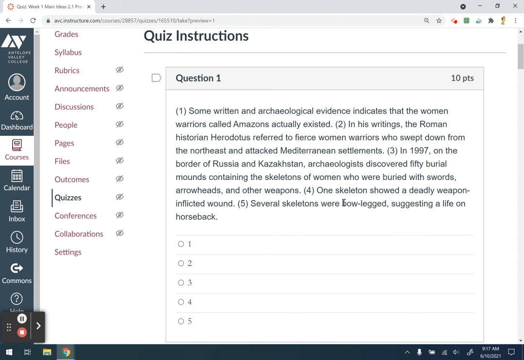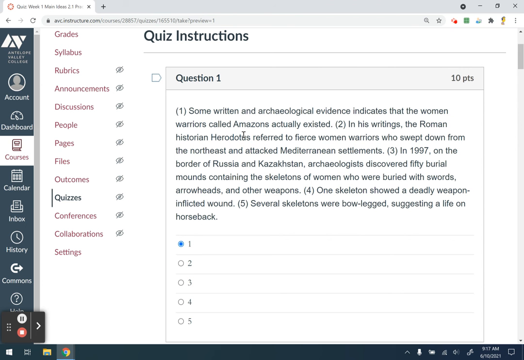So we know it's about these women warriors, and what are they saying about them? If we go through each sentence, which one is going to apply to all of this? If someone asks you what this paragraph is about, you're going to go to sentence 1 here. Some written and archaeological evidence indicates that the women warriors called Amazons actually existed.